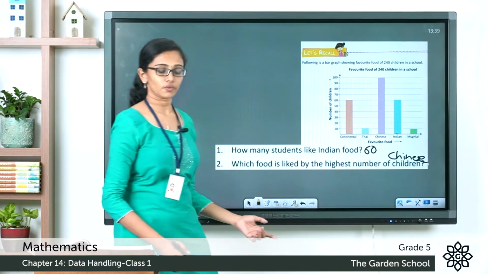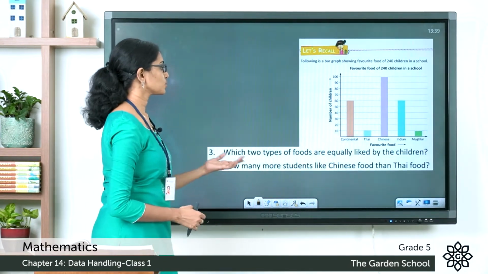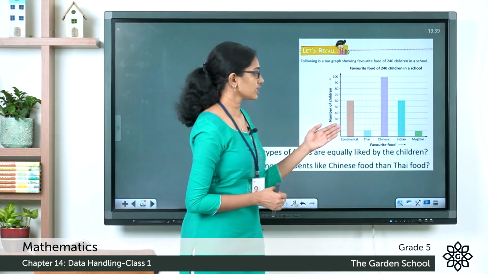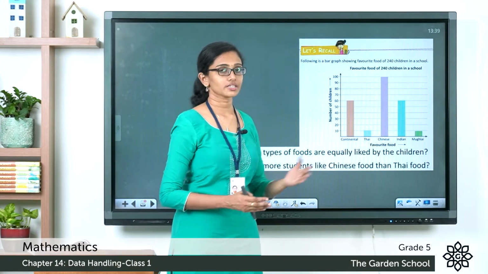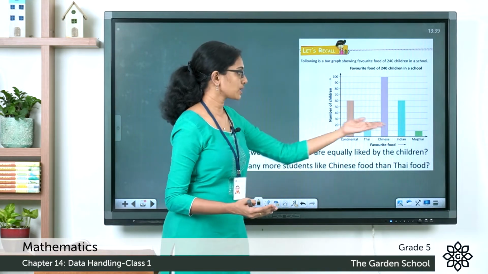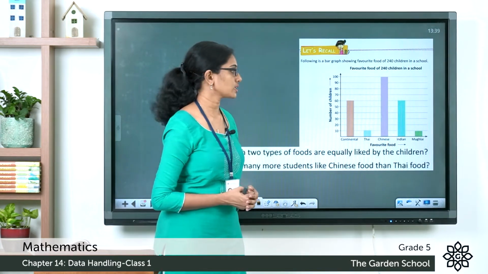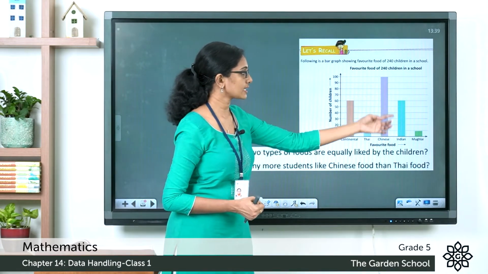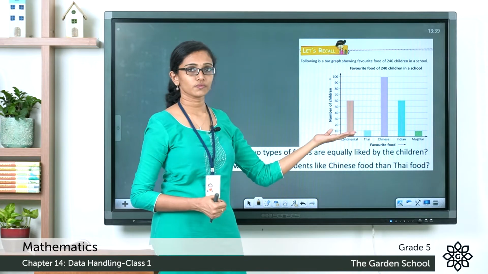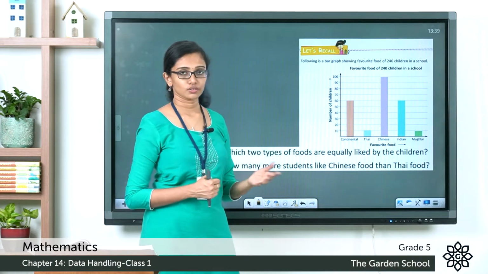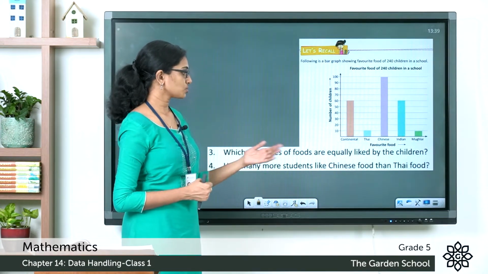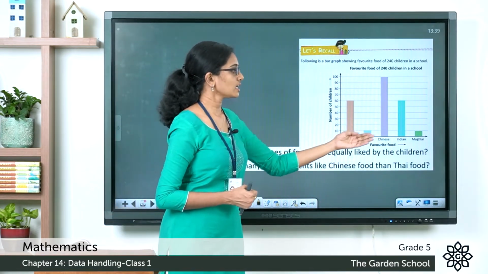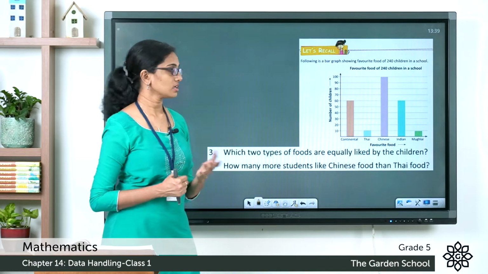Now let's see the next question. Next one is, which two types of foods are equally liked by the children? Here you can see two rectangular bars are of the same height, which means those are equally liked by the children. Which are those foods? Continental and Indian, both of which correspond to 60 students or 60 children. So those are Continental and Indian. You may write that in your textbook.